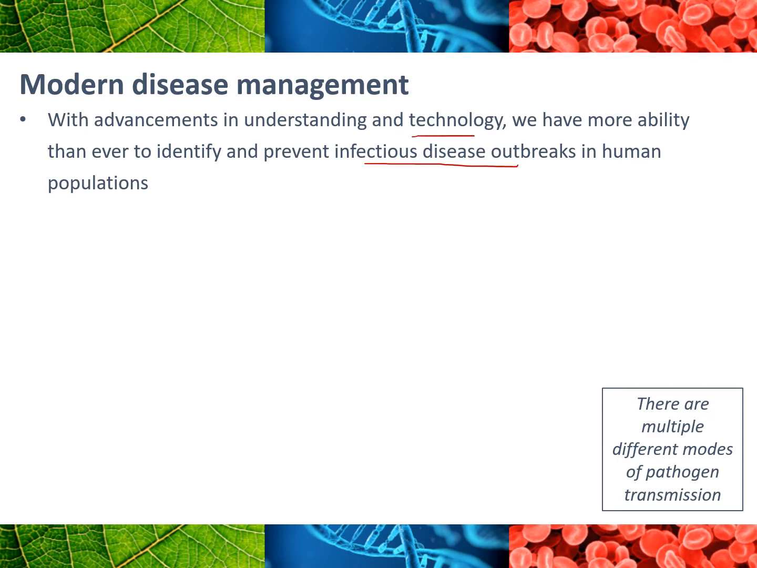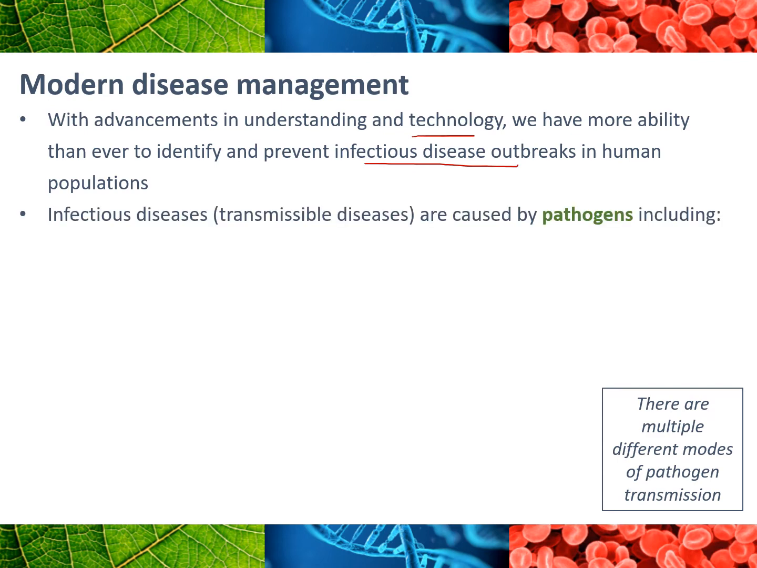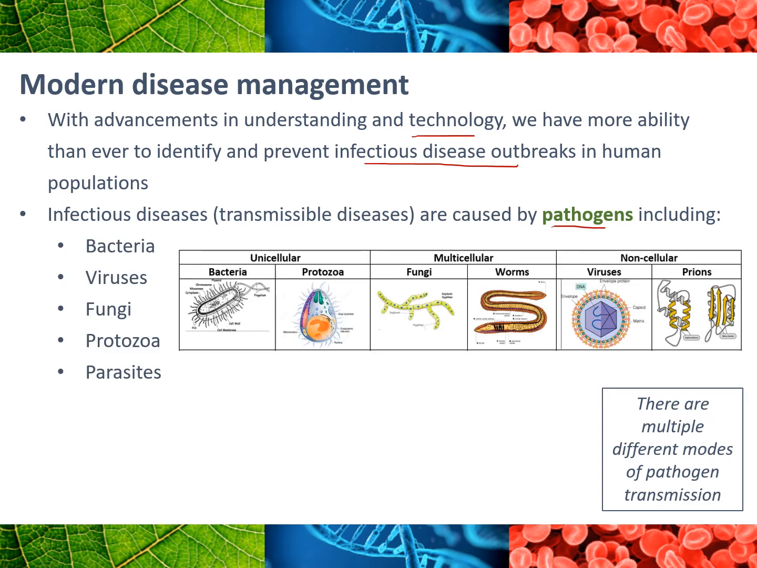Now, obviously, you're all very familiar with disease outbreak in the past year and a half. But just a bit of a recap from Unit 3, Area of Study 2. Infectious or transmissible diseases are caused by pathogens, and these can include bacteria, viruses, fungi, protozoa, and parasites. So we're talking about pathogens in general at the moment.